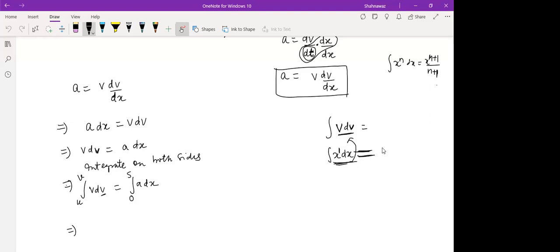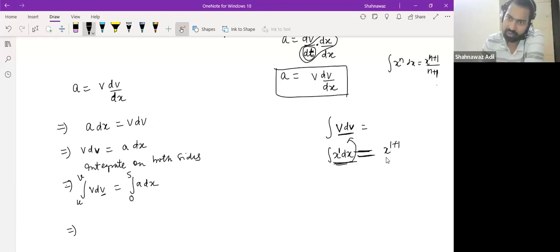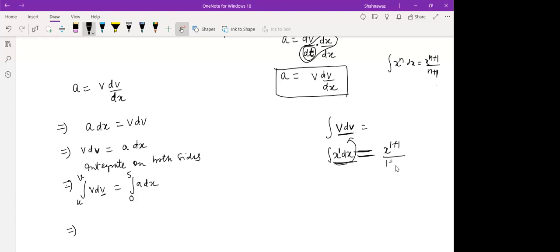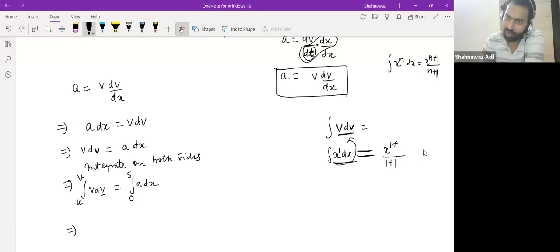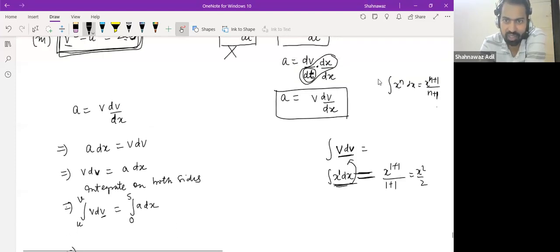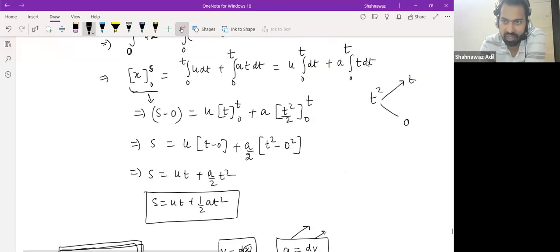Yeah, we did this, same. Yes, x to the power 1 plus 1, and 1 plus 1, divided by, so x square by 2. This is the same thing that we did in here. Why didn't you guys ask me that? t dt, right? So this was t square by 2. I directly wrote the answer.